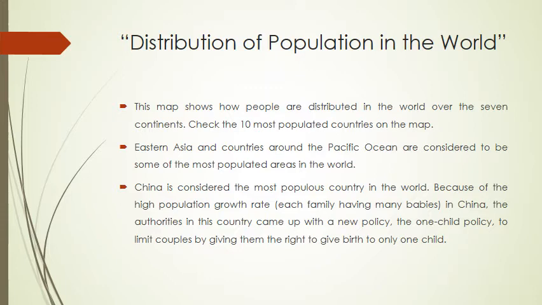Eastern Asia and countries around the Pacific Ocean are considered some of the most populated areas in the world. China is considered the most populous country in the world because of its high population growth rate. Each family had many babies in China. The authority in this country came up with a new policy, the one child policy, to limit couples by giving them the right to give birth to only one child.